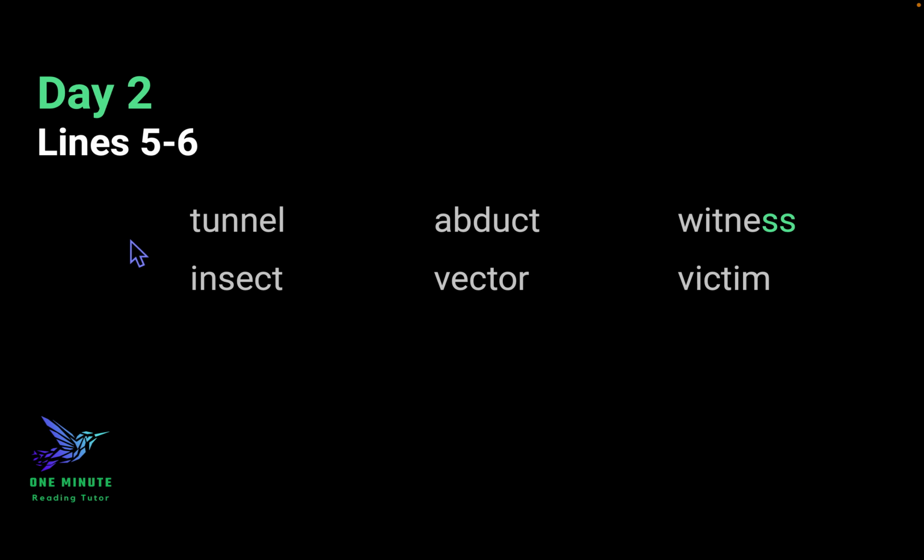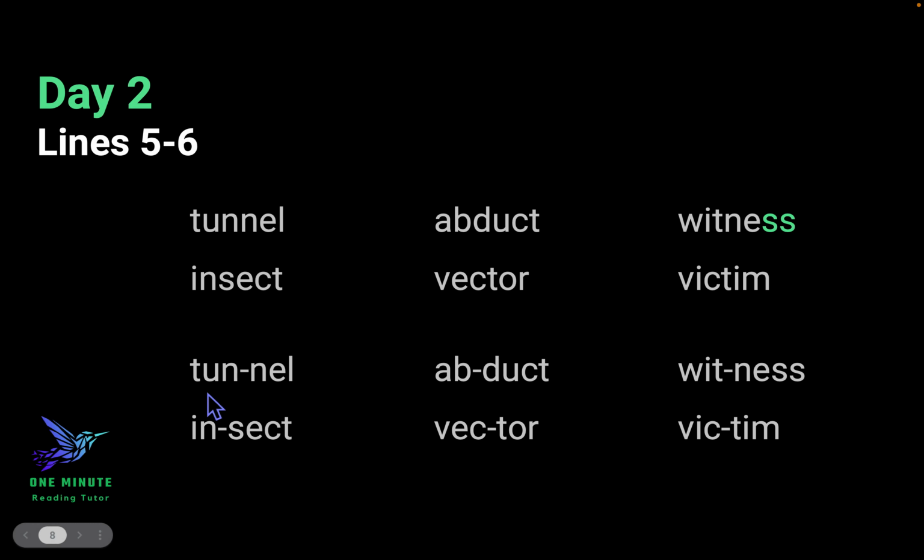All right, lines 5 and 6. Tunnel, abduct, witness. Remember that the double S at the end of the word means the S will definitely take the S sound. Insect, vector. Once again, since this syllable is accented, this or sound might become muffled and sound more like er. Victim.